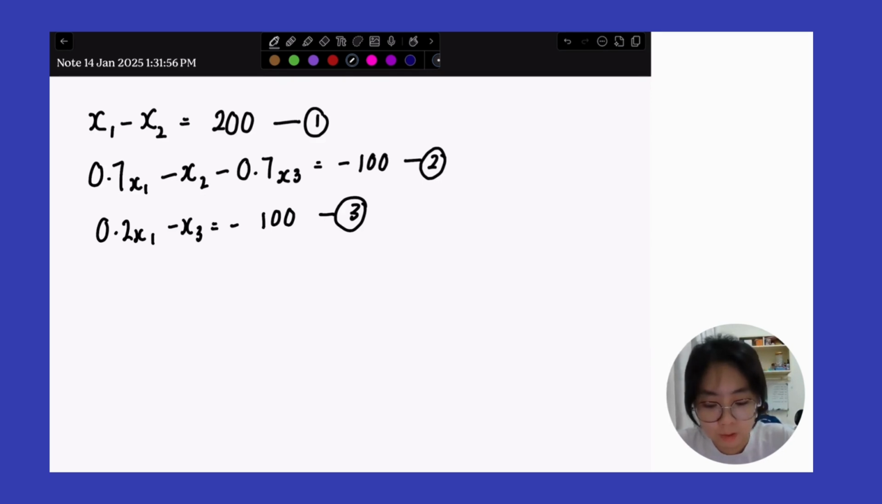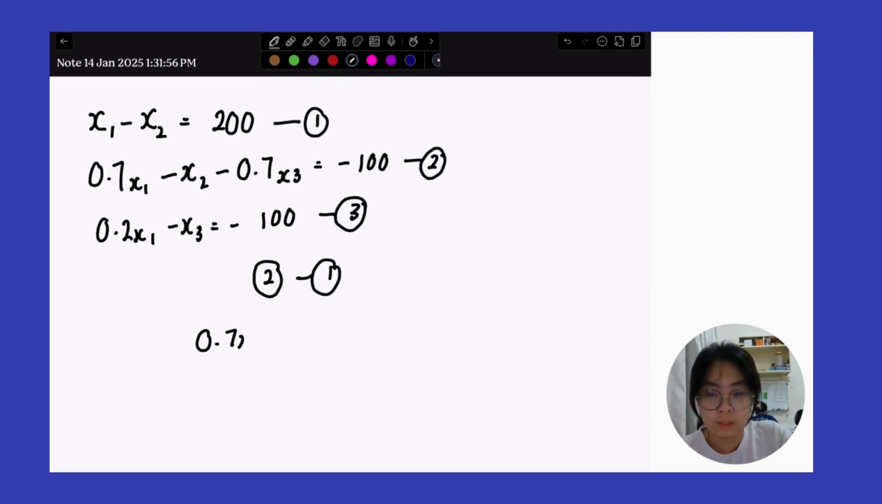Now I'm going to solve x1, x2, x3 by using the variable elimination method. So now we have x1 minus x2 equal to 200 as equation 1, 0.7x1 minus x2 minus 0.7x3 equal to negative 100 as equation 2, and 0.2x1 minus x3 equal to negative 100 as equation 3.